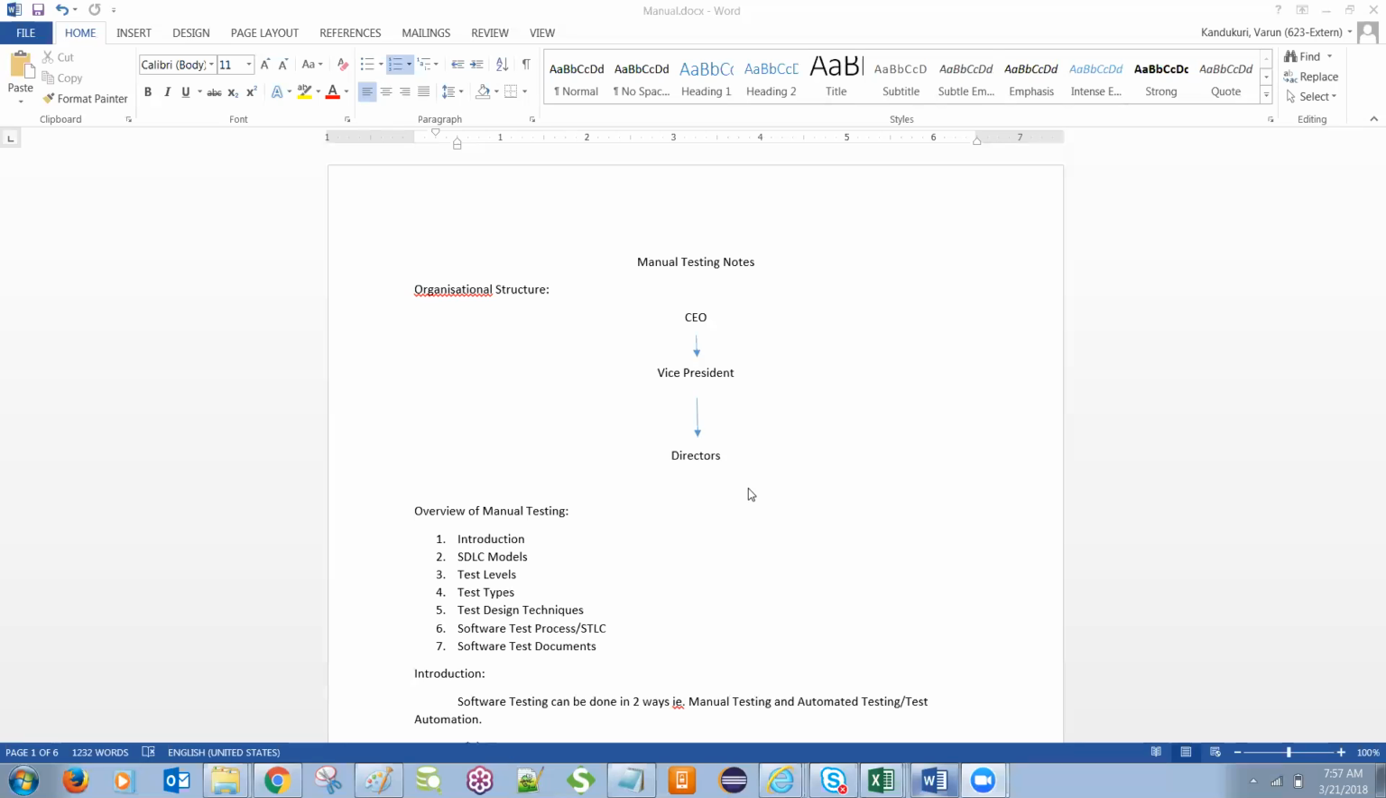XP, Scrum, and Kanban, three models are available in Agile. It depends on the organization; they will follow one model. But Agile itself is a very fast deliverability model, and if the requirement is changing day by day, then also we'll go with the Agile model.